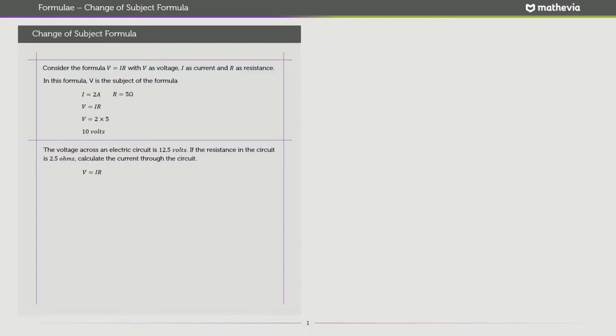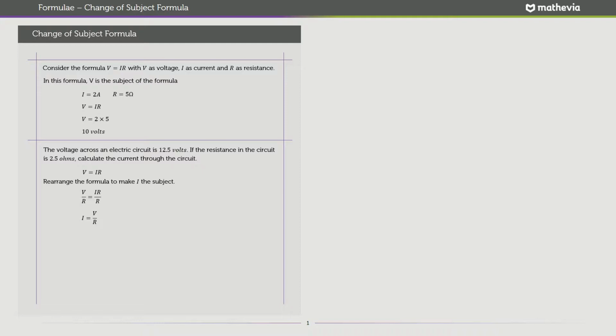In this case, we're going to work this formula as though we're trying to solve for I. Let's say we want to make I the subject of this formula. We want to get I on its own on the left, and everything else on the right. At the moment we have R multiplying I, so we divide both sides by R. When we divide both sides by R, so divide V by R and divide IR by R, you're left with I, and then you have I equals V over R.